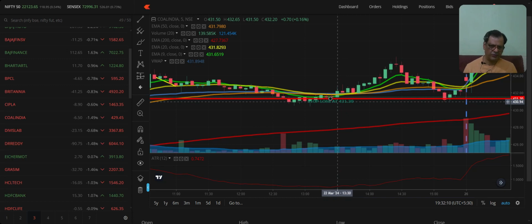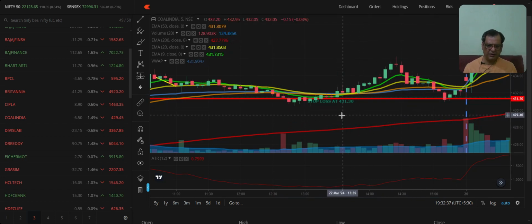The volume is fine. The volume is 139, which is above the 20 bar volume. But the fact of the matter is that looking at this congestion, you don't know what's happening. So you can wait here, because if you are taking something at over a high here, you don't know whether the price will go up or it will just keep going up and down and up and down.